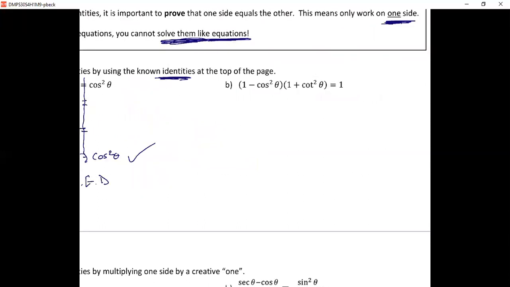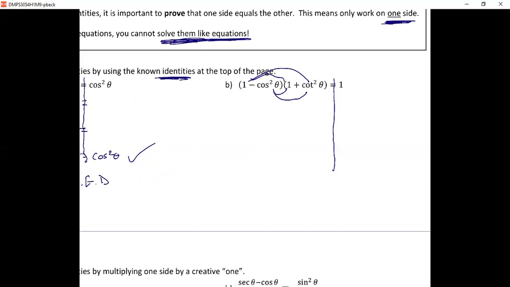All right, next expression, 1 minus cosine squared times 1 plus cotangent squared. Now, if this equals 1, definitely this means I probably want to work on the left side, because if I start just with 1 and say, hey, turn that into the other side, that's probably going to be a little bit difficult. So let's take this in a simpler way. There are a couple different approaches that we could take here. Now we could throw in some algebra and say, yes, we're allowed to FOIL this out. So 1 times 1, 1 times cotangent squared, negative cosine squared times 1, and negative cosine squared times cotangent squared.